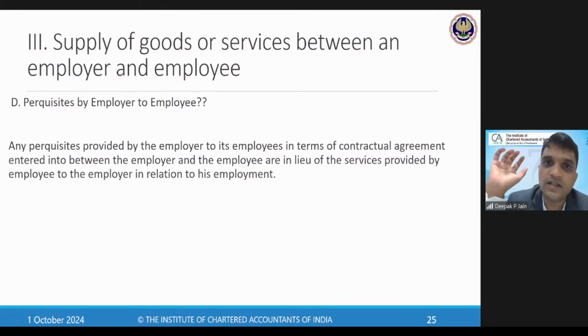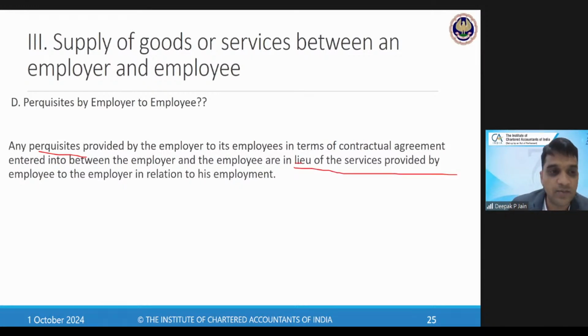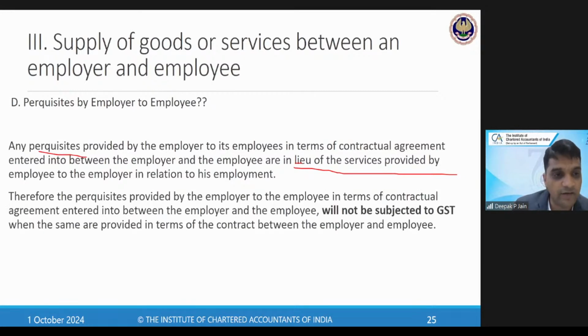Now, if these benefits are given to the employee, will that be taxable? The board thought over this and said any perquisite which is provided by the employer to the employee is in terms of that employment contract. So they are in lieu of the services provided by the employee to the employer. Therefore, the perquisites provided by the employer in terms of a contractual agreement, wherein in the agreement you have said that if you give me rent-free accommodation, if you give me travel benefit, only then I will join your company, are part of that employment contract. They are not outside the employment contract. So it will not be subjected to GST when they are provided in terms of the same contract to all the employees.